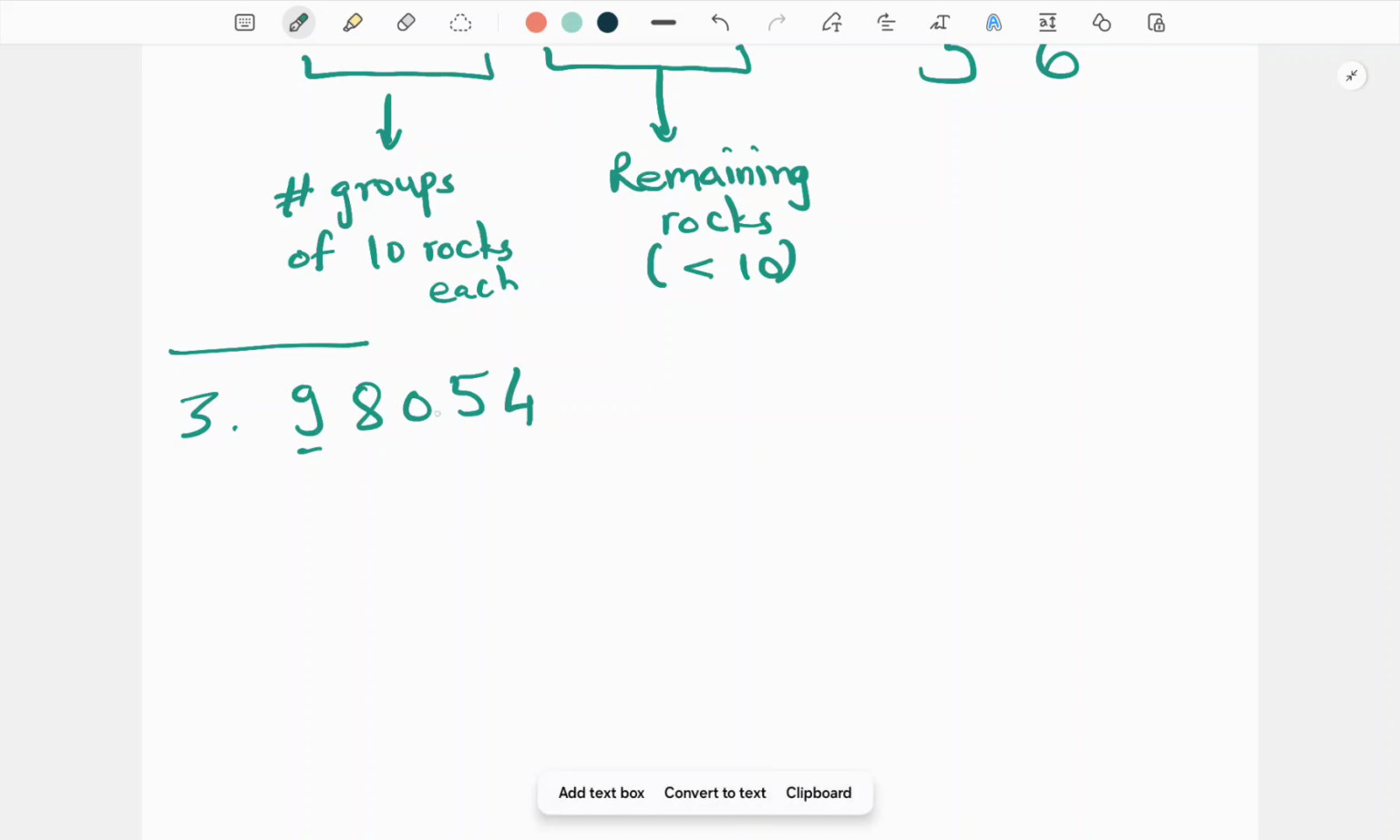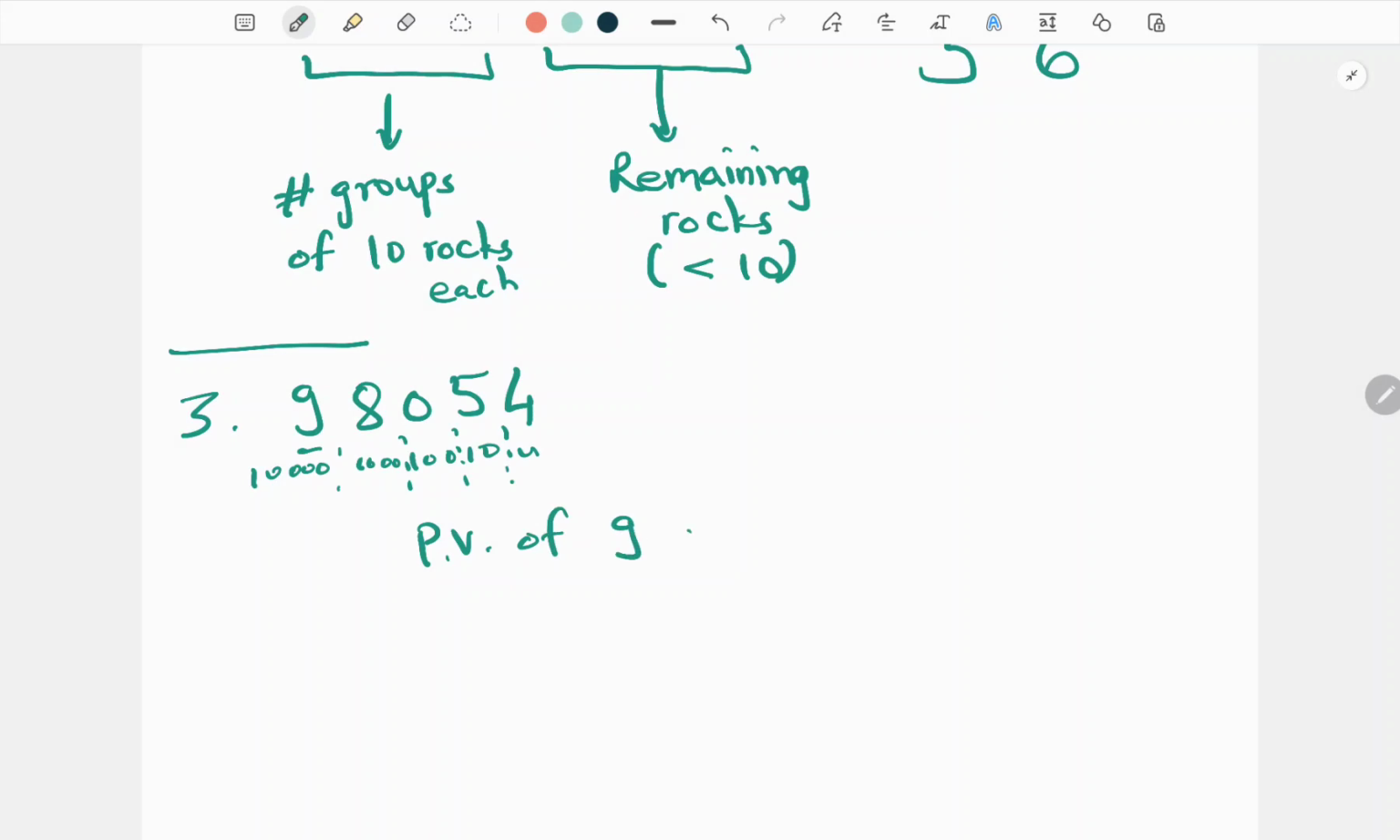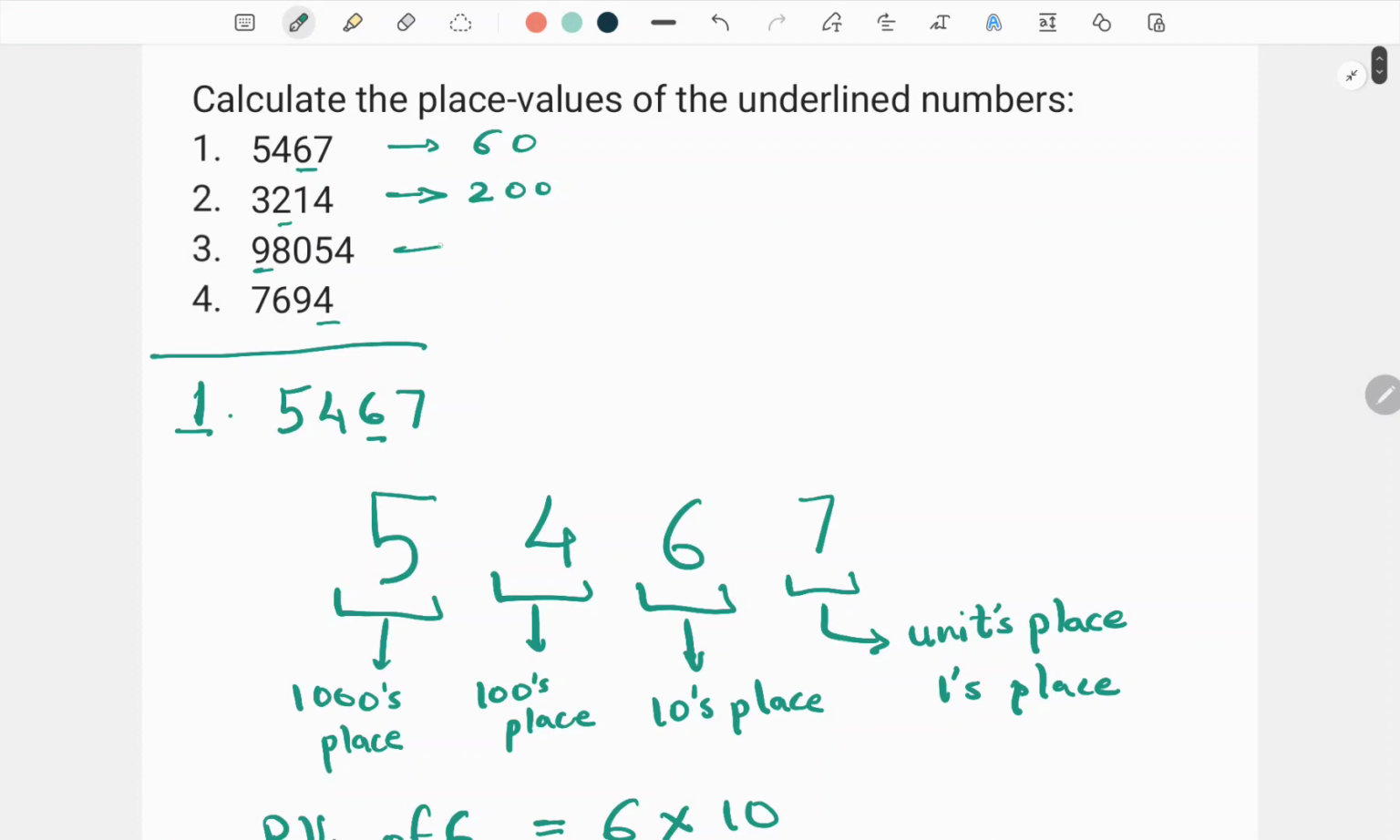So we have here the units place again, tens place, hundreds place, thousands place, and 10,000s place. Right, so the place value of 9 is actually 9 times 10,000, which is 90,000. So that's what we have here.